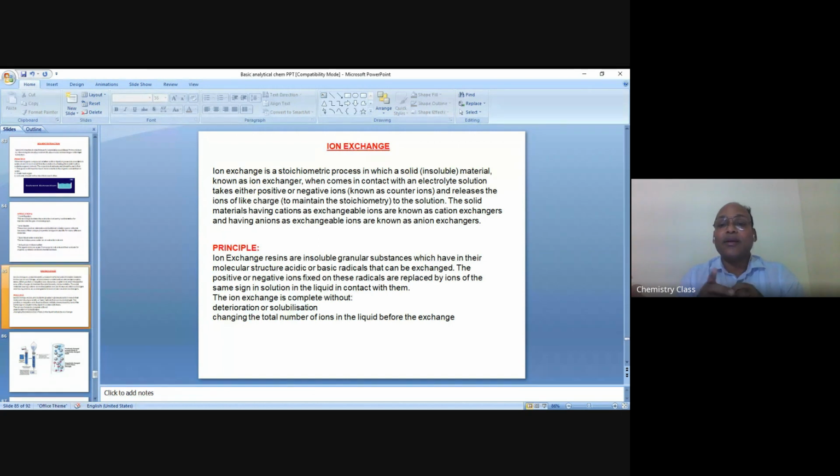So, with an electrolyte solution it takes either positive or negative ions and releases the ions of like charge, stoichiometrically, to the solution. The solid material having cations as exchangeable ions is known as the cation exchanger, and having anions as exchangeable ions is known as the anion exchanger. What is the principle? Ion exchange resins are insoluble granular substances.